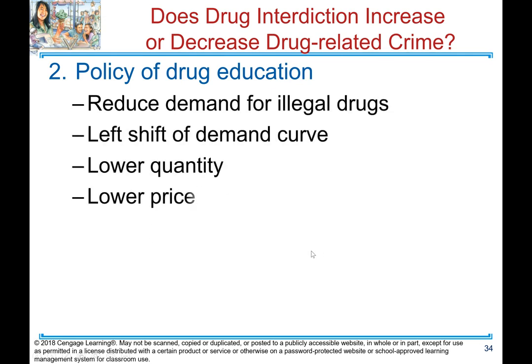Does drug interdiction increase or decrease drug-related crime? Number two, a policy of drug education. It reduces demand for illegal drugs, a left shift of the demand curve. Lower quantity, lower price, reduced drug-related crime.